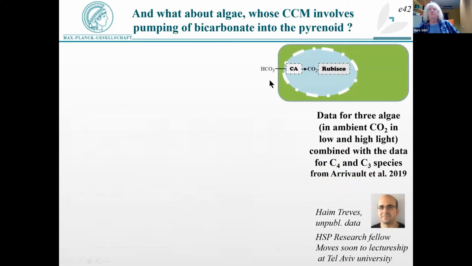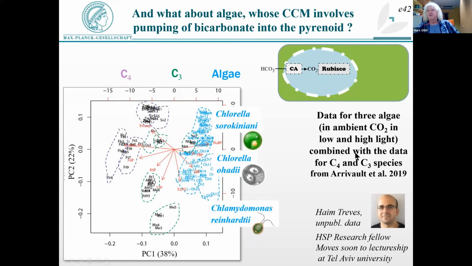This is algae with a CCM. I've left out all the details here, but they're basically pumping bicarbonate in, it gets into the pyrenoid, and here carbonic anhydrase turns it into CO2 and generates a high concentration of CO2 around rubisco. So what we did here is Chaim Perivas had collected data, in a completely different project, for 3 algae in ambient CO2 and a range of different light intensities. And so we combined this with the data from our earlier studies.